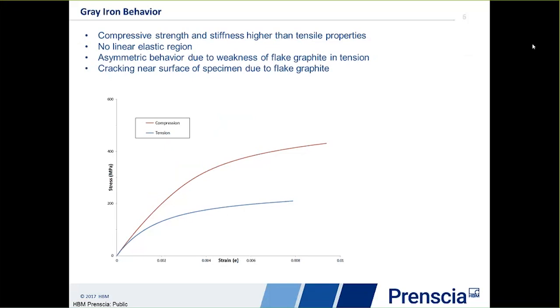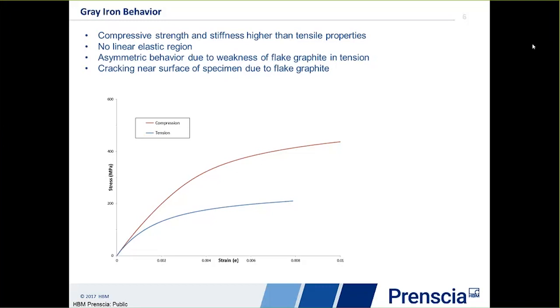Looking at the overall behavior, what we're looking at here are monotonic stress strain curves, the red in compression, the blue in tension. And you'll see one of the big attributes for gray iron is the fact that the compressive strength and stiffness are substantially higher than the tensile. A second thing is there's virtually no linear portion of the stress strain curve. It is basically not linear from the onset. It has a very asymmetric behavior, tension versus compression, due to the graphite flakes. The graphite is extremely weak in tension, though it's almost incompressible in compression. And so we see a huge change in the response.